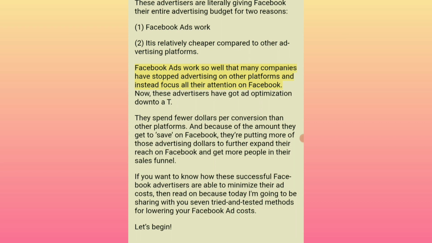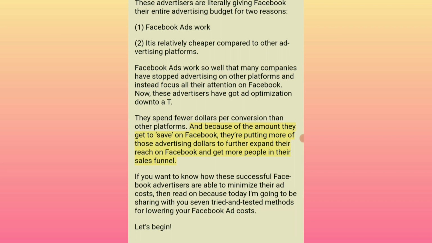Facebook ads work so well that many companies have stopped advertising on other platforms and instead focus all their attention on Facebook. Now, these advertisers have got ad optimization down to a T. They spend fewer dollars per conversion than other platforms. And because of the amount they get to save on Facebook, they're putting more of those advertising dollars to further expand their reach on Facebook and get more people in their sales funnel.